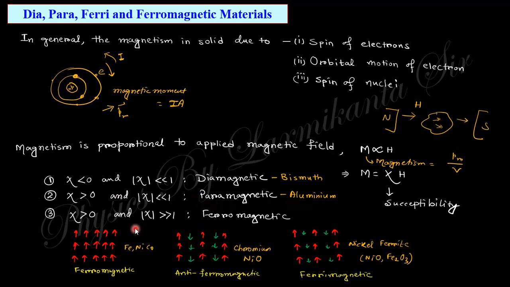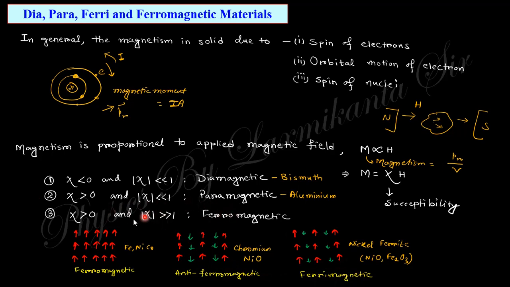For example, aluminium. And the third category is where chi is positive and the value of chi is very much greater than 1. That means we apply a small external field and the magnetism is very high. That means with a given small field, the magnetic moments will be aligned along the applied field, right? These are known as ferromagnetic materials, and these ferromagnetic materials are subcategorized into three parts: normal ferromagnetic material, anti-ferromagnetic material, and ferrimagnetic material.